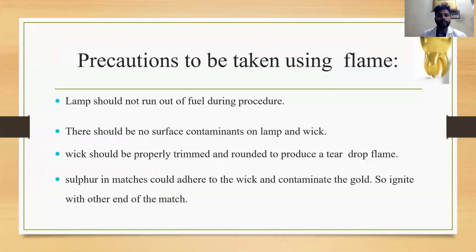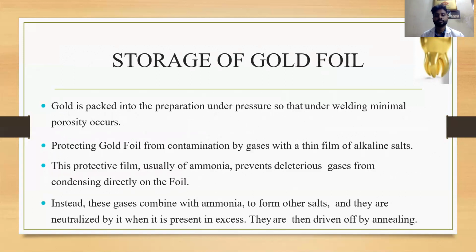Precautions to be taken using flame. The lamp should not run out of fuel during the procedure. There should be no surface contaminants on the lamp and wick. The wick should be properly trimmed and rounded to produce a teardrop flame. Sulfur in matches could adhere to the wick and contaminate the gold, so ignite with the other end of the match.